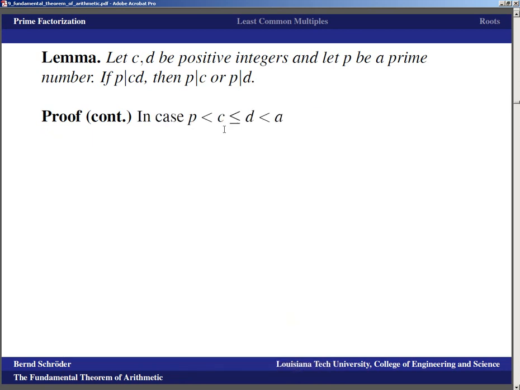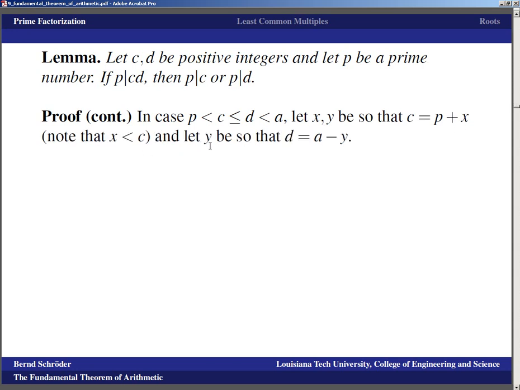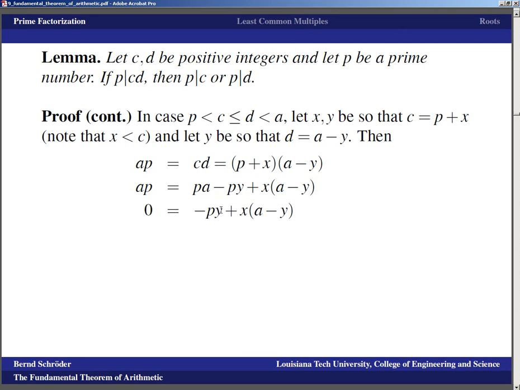The next case is that p is smaller than c, smaller or equal d, smaller than a. We let x, y be so that c is p plus x, and that means that x is smaller than c, and we let y be so that d is a minus y. Well, then again, ap is cd, which is p plus x times a minus y, and this time we multiply that out like this. We get pa minus py plus x times a minus y. pa cancels, so we get 0 equals negative py plus x times a minus y, and that would be xd. Good. And that means py is xd.